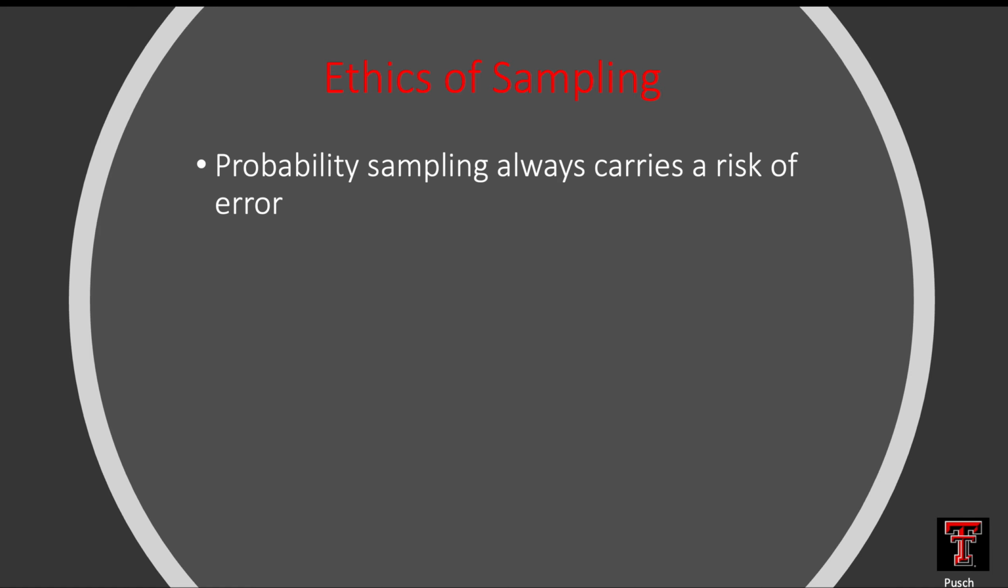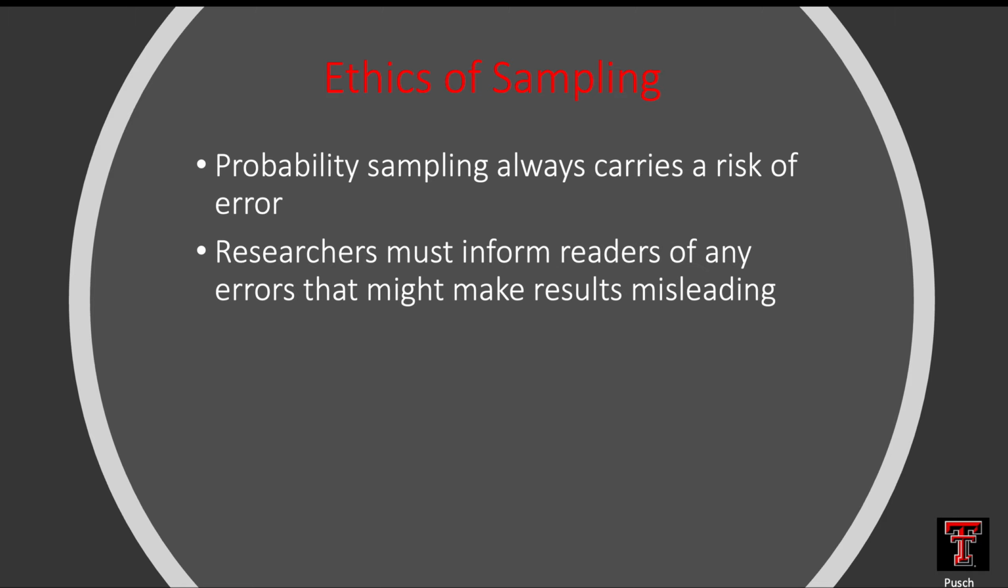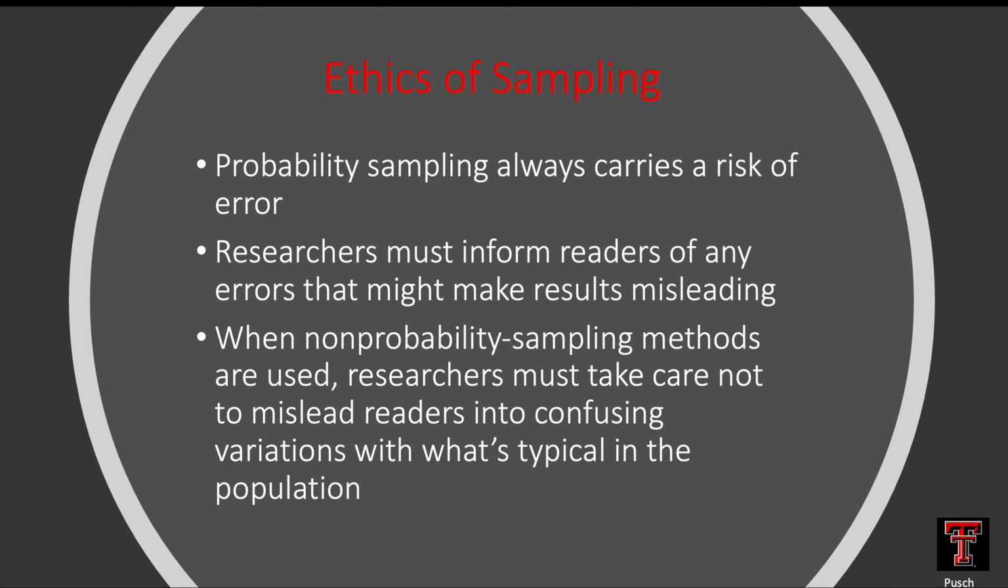Okay, finally, the ethics of sampling. Probability sampling always carries a risk of error, and researchers must inform readers of any errors that might make results misleading. When non-probability sampling methods are used, the researcher really needs to let the reader know how their sample was chosen and the biases that it might have. If not, they might mislead readers into confusing what's typical in the population.